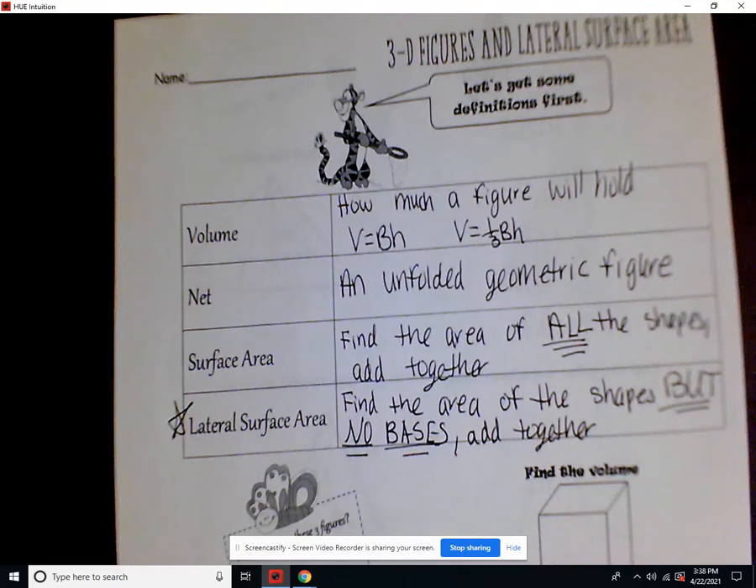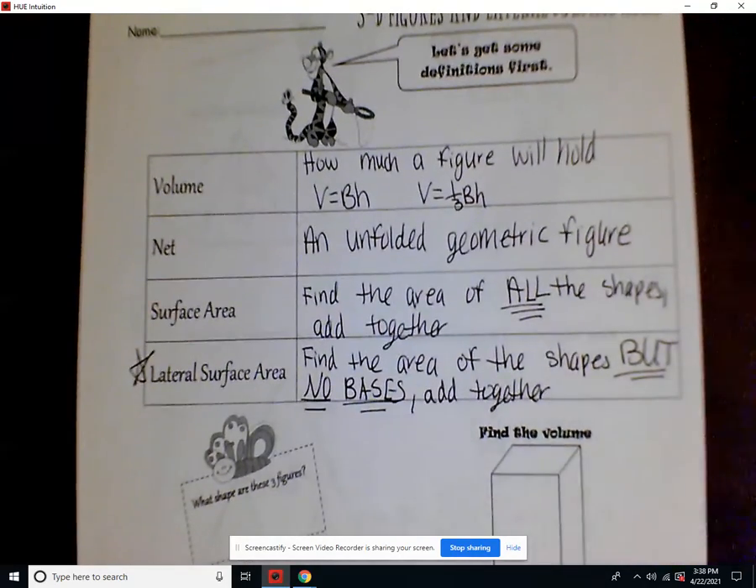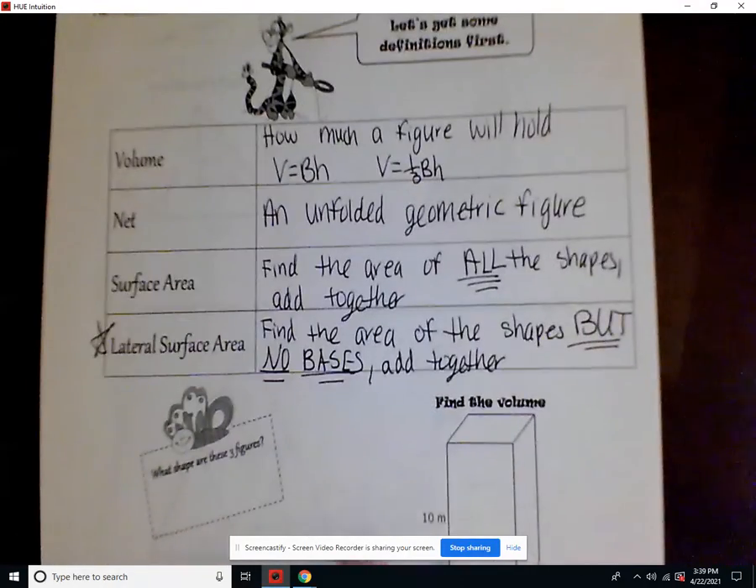For today's lesson, we are going to cover everything we've done recently, and we're going to add lateral surface area. So again, volume is how much a figure will hold. So we have two formulas, V equals BH and V equals 1/3 BH. A net is an unfolded geometric figure. So it's your 3D figure when it's unfolded. Surface area is find the area of all the shapes, and then you'll add them together.